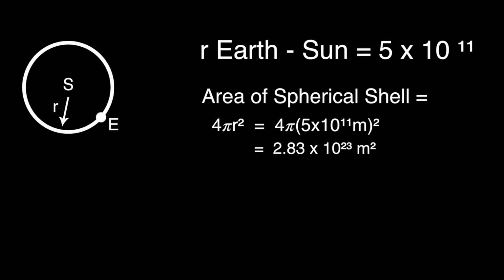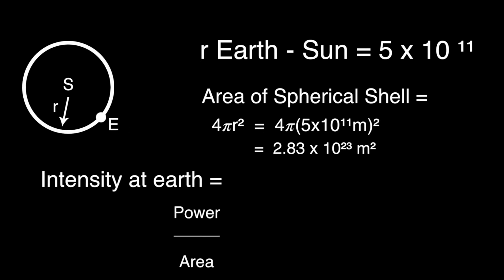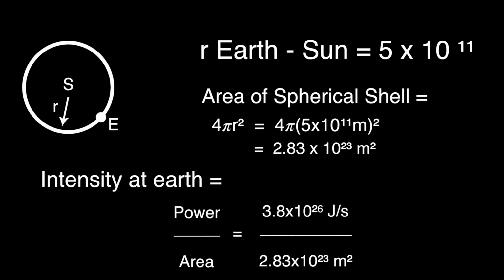Using this, we calculate the intensity at the Earth, or anywhere on this imaginary sphere, using the formula: intensity at Earth is equal to power over area, which is equal to 3.8 times 10 to the 26 joules per second, divided by 2.83 times 10 to the 23rd meters squared, which is equal to 1,344 watts per meter squared. Meaning that every second, 1,344 joules of energy from the sun falls on a patch of ground at the Earth that is 1 meter squared.